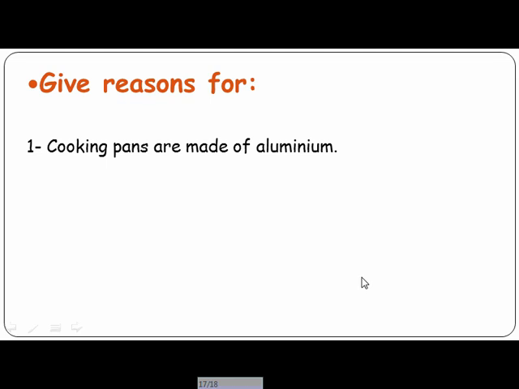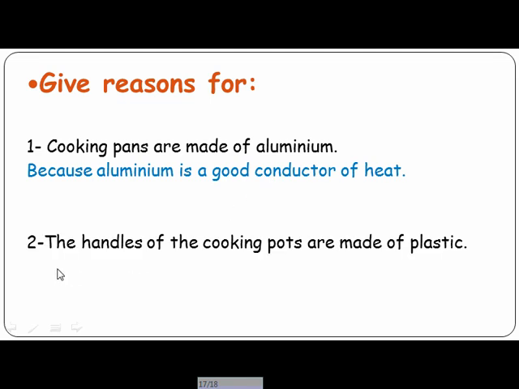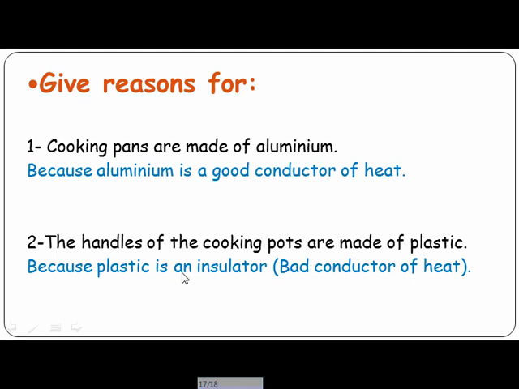Give a reason why cooking pans are made of aluminum. Excellent, because aluminum is a good conductor of heat. It can transfer the heat through it. Number 2, the handles of cooking pots are made of plastic. The handles. Excellent, because plastic is an insulator, a bad conductor of heat.